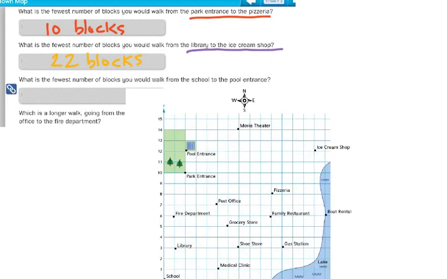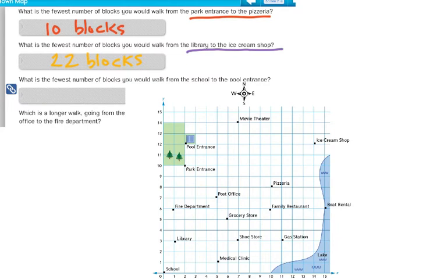What is the fewest number of blocks you would walk from school to the pool entrance? From the school to the pool entrance. Pause your video and find out how many blocks. So if you went from the school up to the pool entrance, 1, 2, 3, 4, 5, 6, 7, 8, 9, 10, 11, 12, 13, 14 blocks.